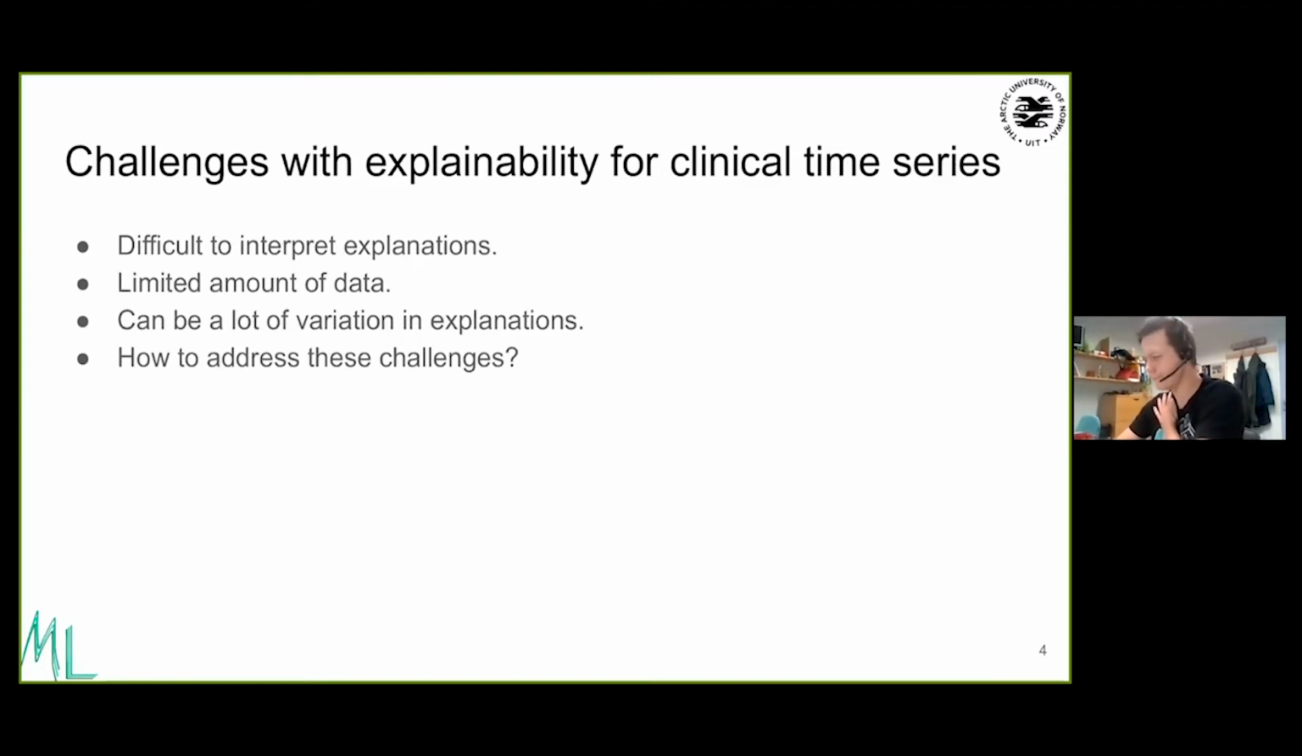Another thing is that you typically don't have too much data, which is usually a challenge for deep learning models as a whole. But in our experience, this also leads to a lot of variation in the explanations. By this, I mean that you can retrain your model and suddenly you get a different explanation for the same sample.